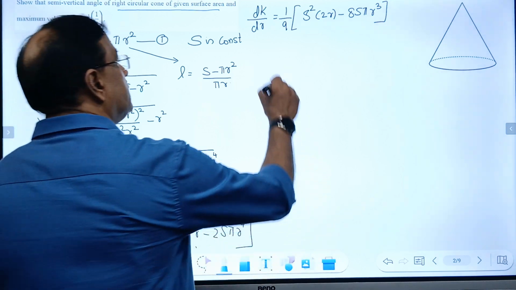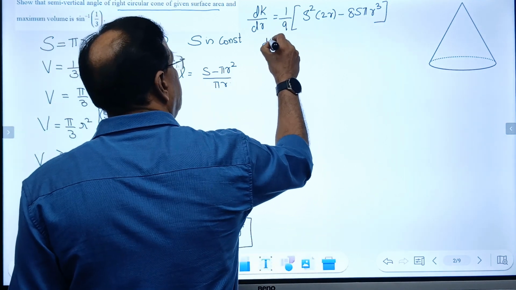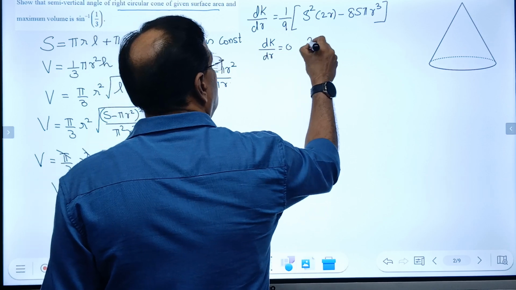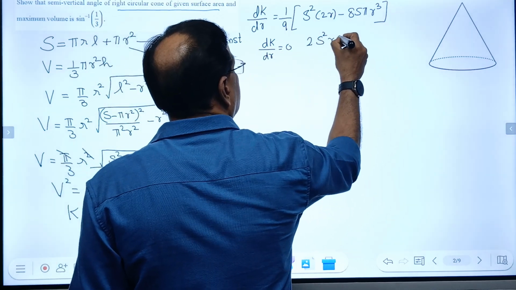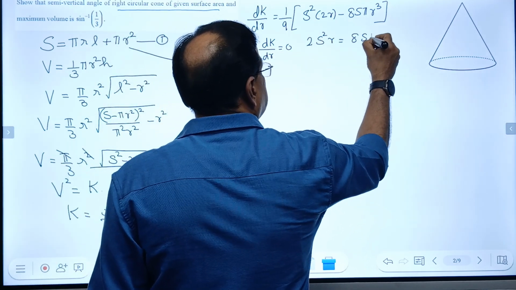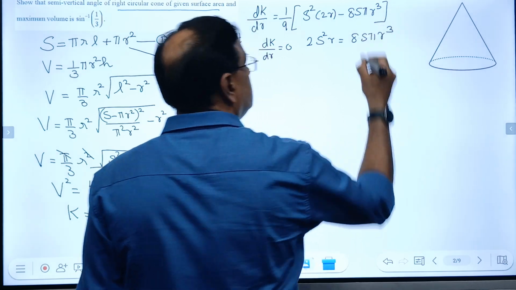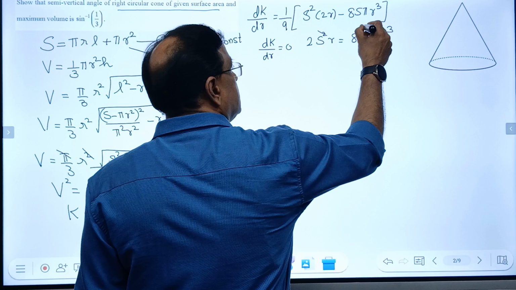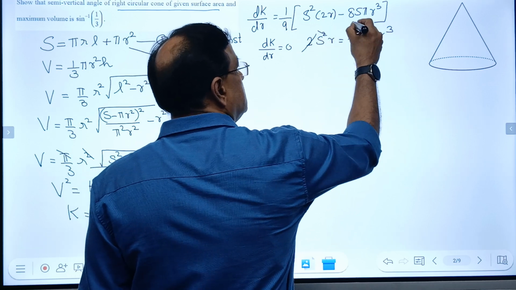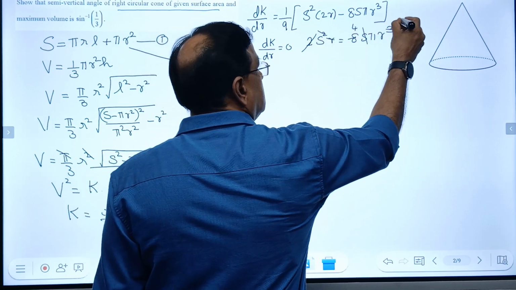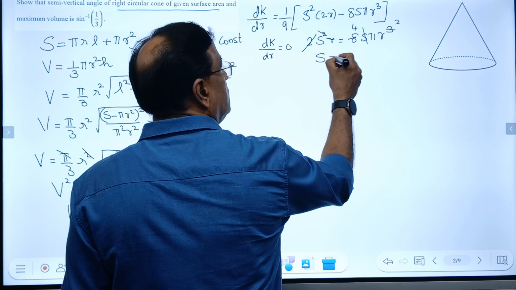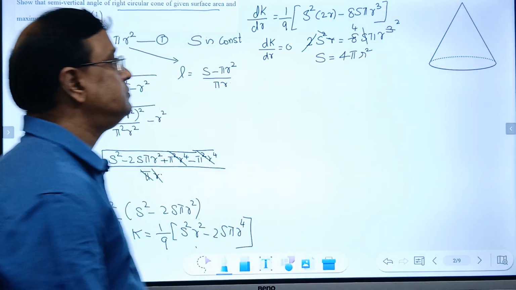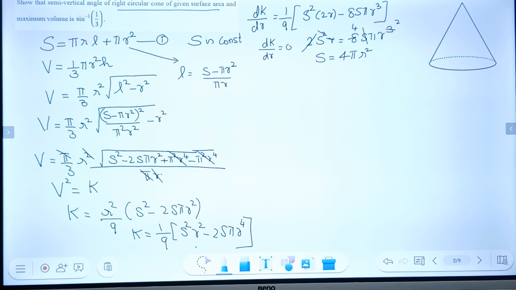Now I want to find the critical point. So I will find dK by dr equal to 0. So I get 2S square r equal to 8S pi r cube. Now clearly you can see S gets cancelled, 2 gets cancelled, r gets cancelled. So I get S is equal to 4 pi r square. I got S is equal to 4 pi r square.